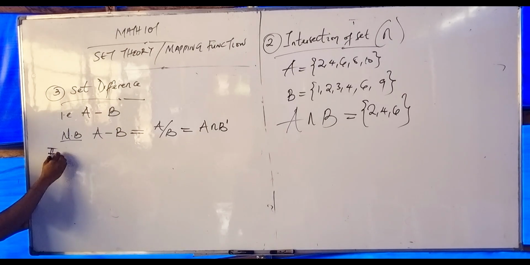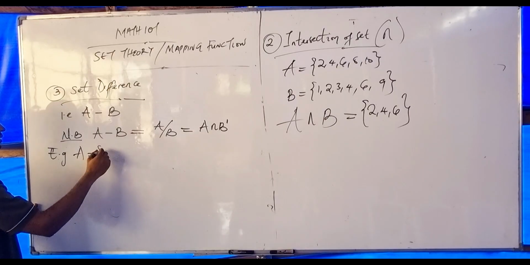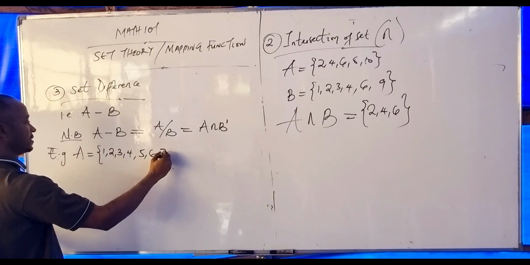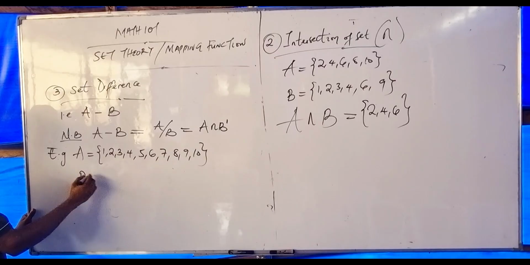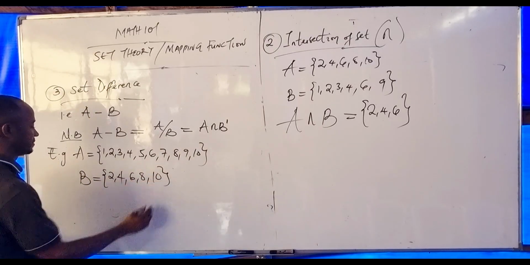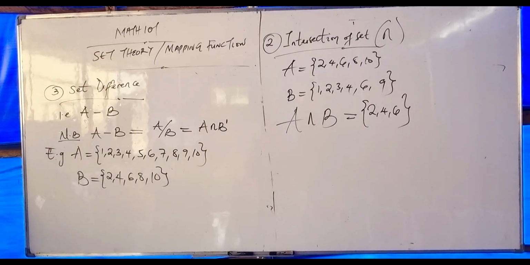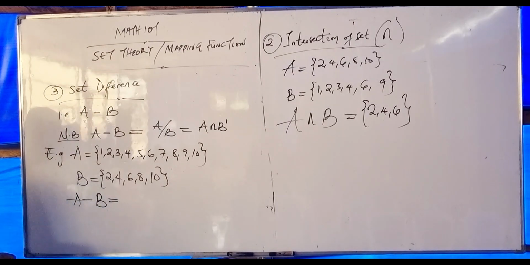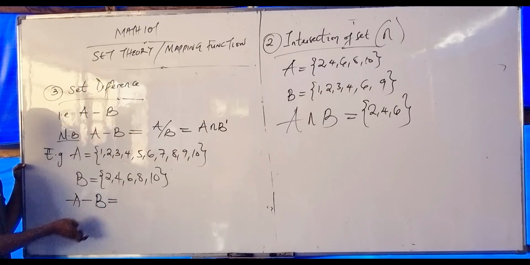For example, let me give an example. If we are given that set A is 1, 2, 3, 4, 5, 6, 7, 8, 9, 10, and B is a set of even numbers 2, 4, 6, 8, and 10, then we have to find A difference B. What is A difference B? The elements that are found in A, but not in B.